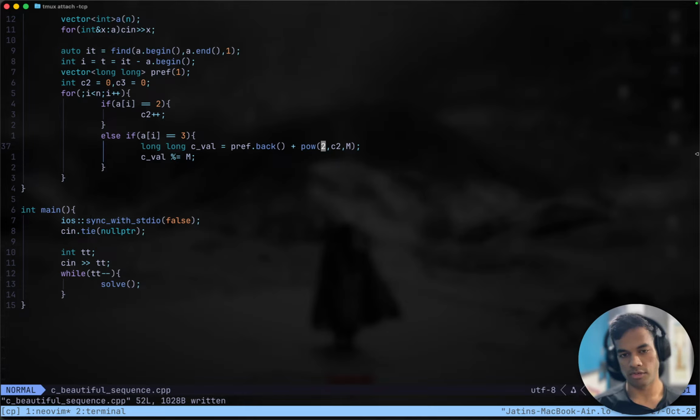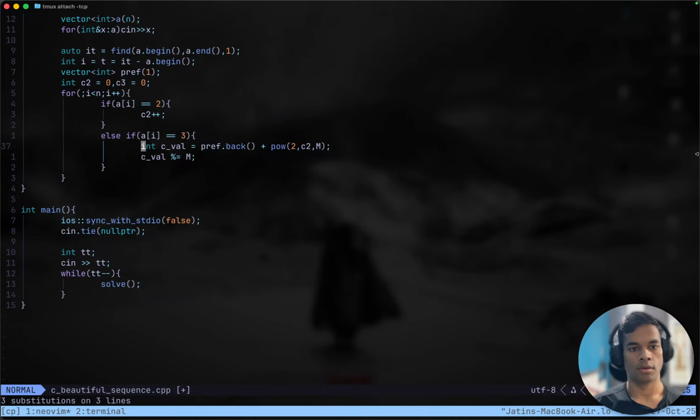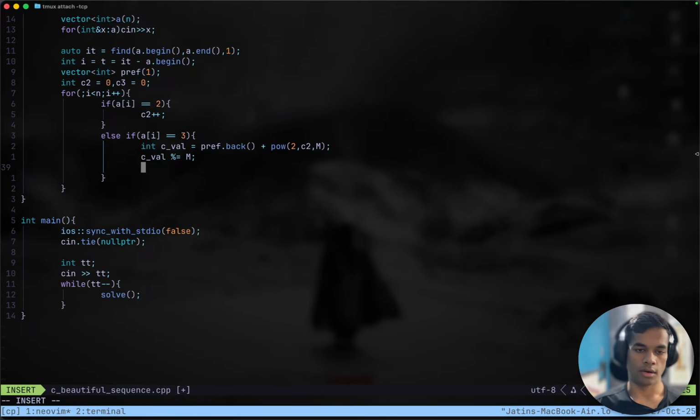Prefix back is a modulo value. This is also a modulo value. I think we don't even have to use a long. Okay, substitute in the whole line, wherever you see a long with an integer. Now we have the current value. We just push it off. Push prefix off. Push back this current value.